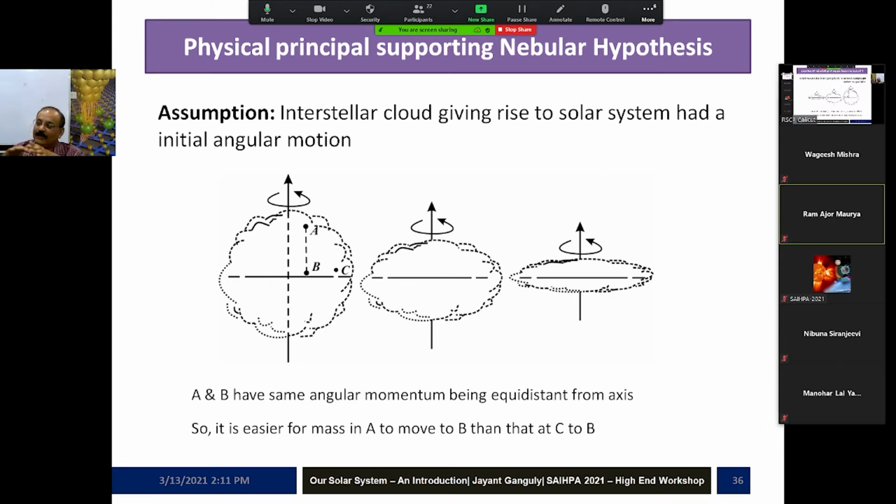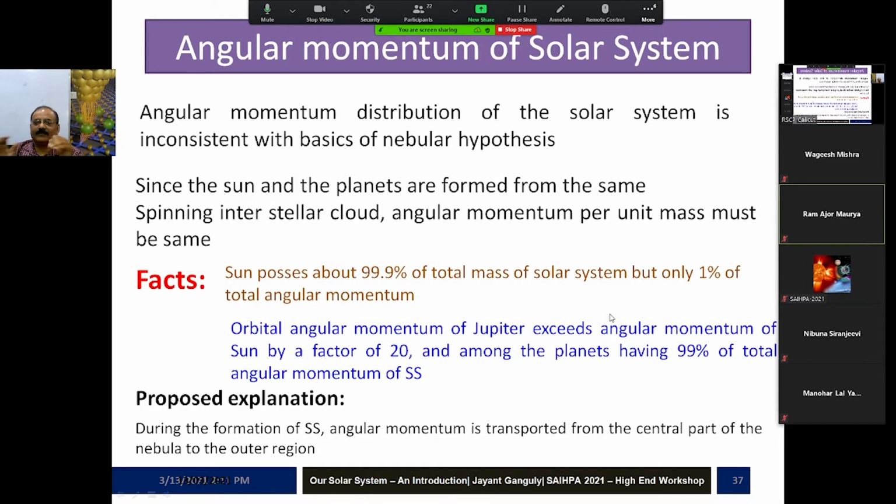Now when we say why should a disk form, we see this particular figure. The first figure shows a volume, and you see that there are two points A and B, and it is rotating. Since it is not a rigid body, it is easier for point A to come to point B, so the vertical fall is easier, and therefore it flattens and ultimately forms the disk. So that is the way disks are formed.